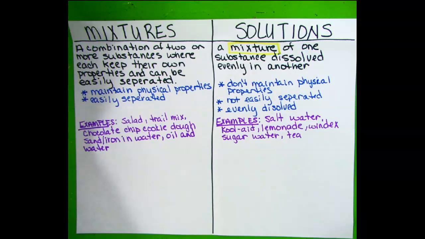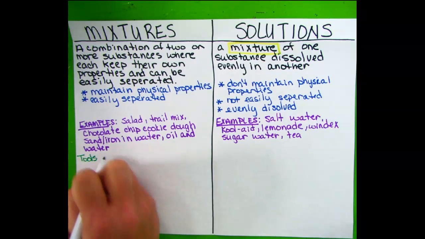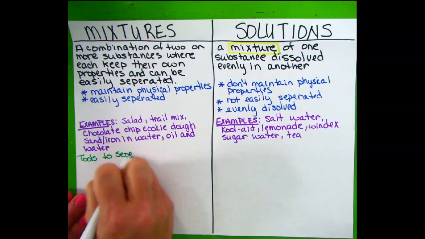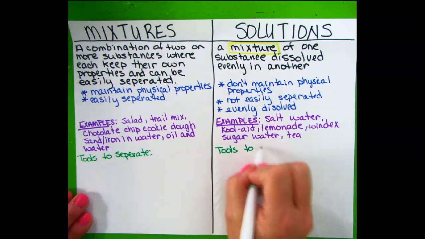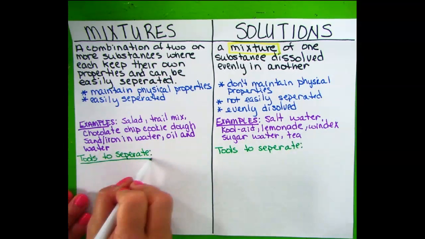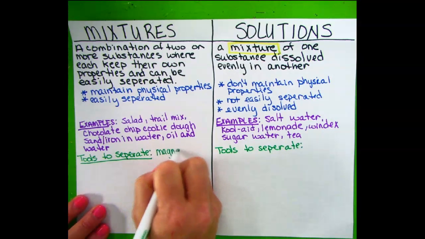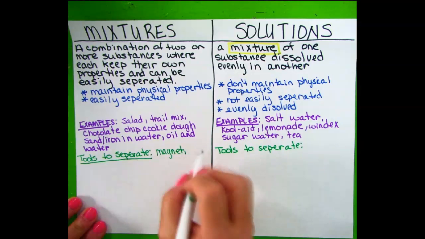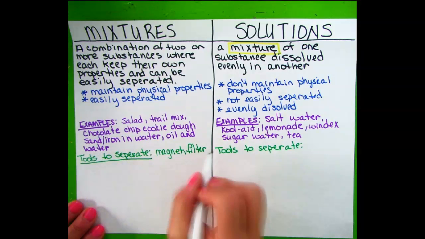All right, the next thing we are going to talk about is tools for separating. So, tools to separate mixtures might be a magnet, a filter. Like you could probably filter out the sand and the water. A strainer.